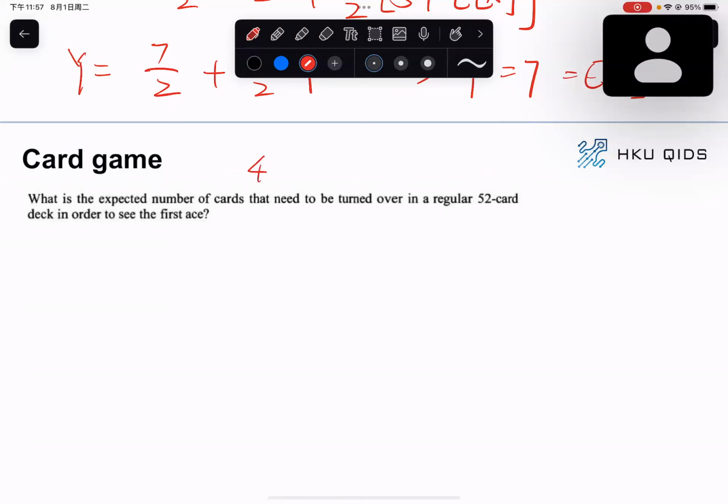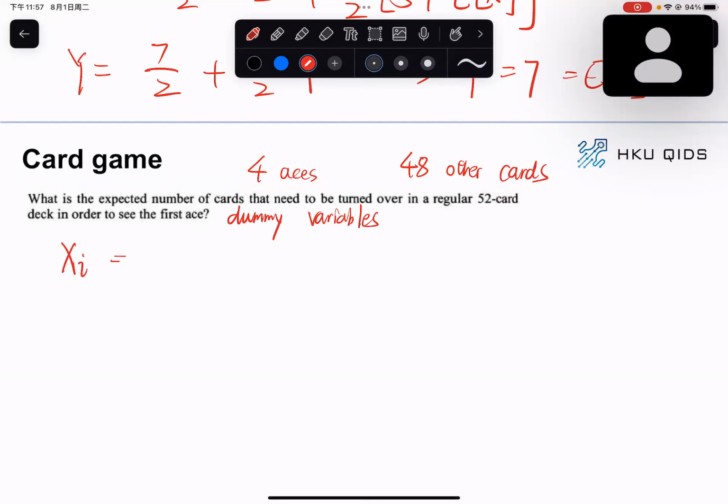So we already know that there are 4 aces, right? And there are 48 other cards. Let's introduce a new principle here. So we are going to define some dummy variables. Dummy variables are quite helpful when solving this kind of counting problems related with expectations. So let's define a dummy variable xi. For dummy variable, it can either be 1 or 0, right? The value can only be chosen within that, okay?